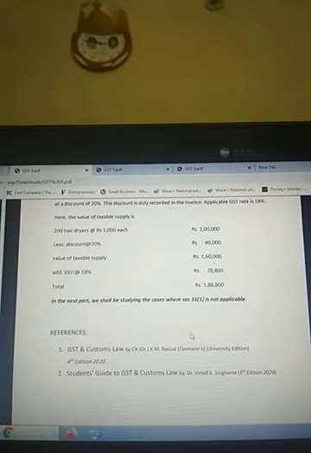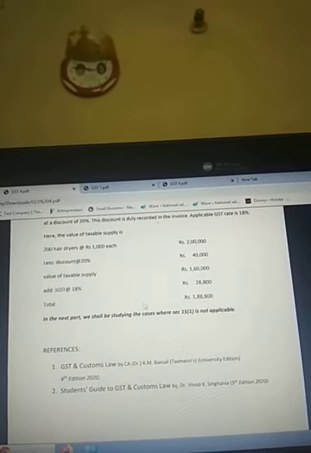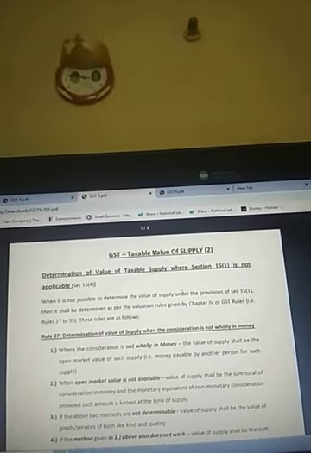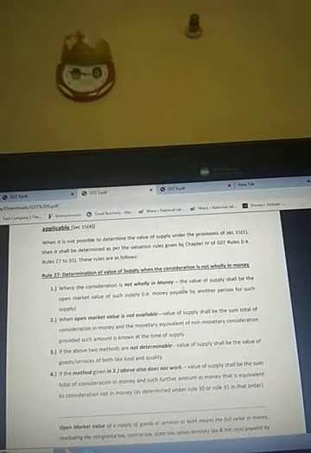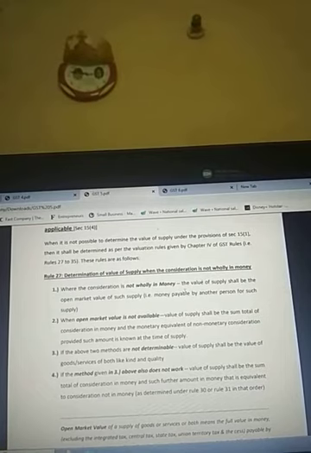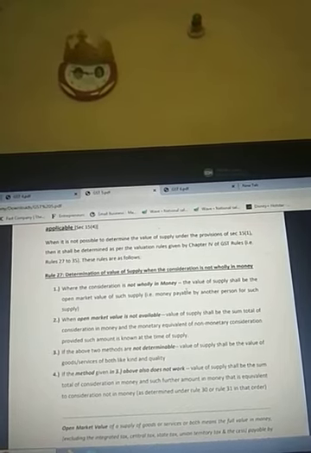In the next part, we will be studying the cases where Section 15 subsection 1 is not applicable. So, in the determination of value of taxable supply wherein Section 15 subsection 1 is not applicable, that is, when it is not possible to determine the value of supply under the provision of Section 15 subsection 1, then it shall be determined as per the valuation rules given in Chapter 4 of the GST rules.